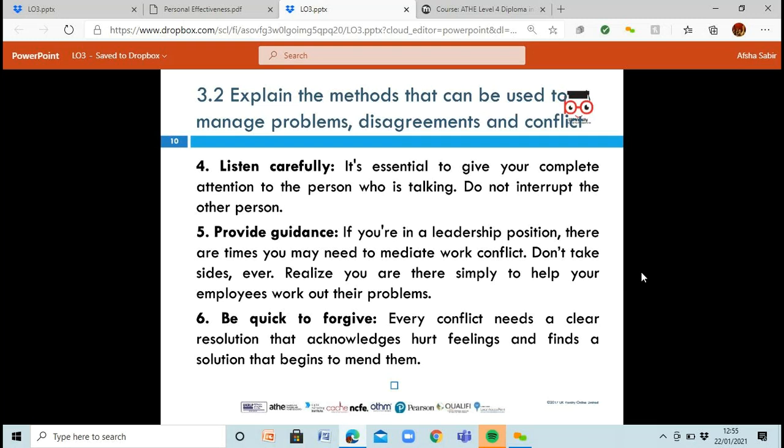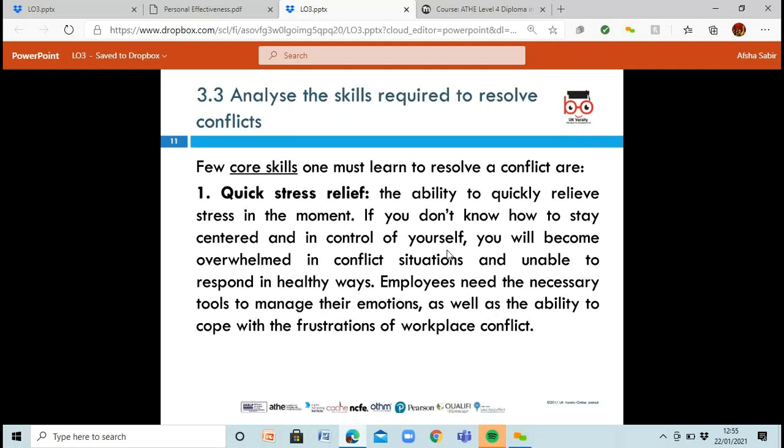That's the best point. So that was 3.2. So we looked at how problems can occur and the issues that happen with them. And now we've looked at how they can be managed. Then we're going to look at some skills that you need to resolve conflict. So 3.3 is analyze the skills required to resolve conflicts.